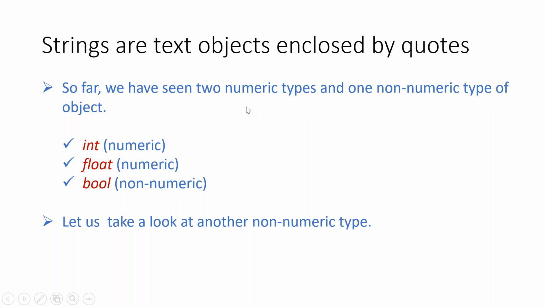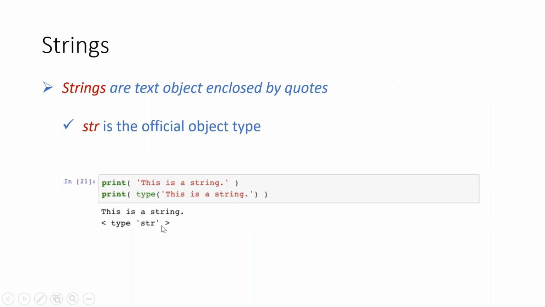So far we have seen two numeric types and one non-numeric type of objects. Int is a numeric type, float is a numeric type, bool is a non-numeric type. We have already looked at it. Let us take a look at another non-numeric type, that is strings. Basically strings are text objects enclosed by quotes, either single quote or double quote.